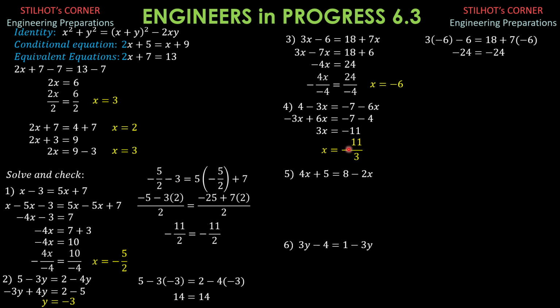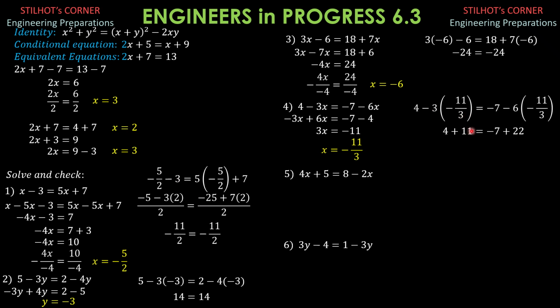So let's validate this answer. 4 minus 3 times negative 11 over 3 equals negative 7 minus 6 times negative 11 over 3. So this is 3 times 4 or 4 times 3, 12 plus 33, because negative 3 times negative 11 is 33 over 3. And the right side is negative 7 times 3 plus 6 times 11 over 3. Or the other way is we just add 4 plus 11.